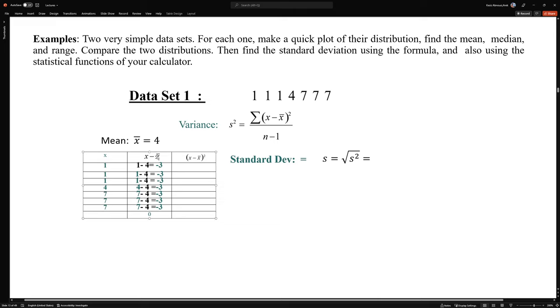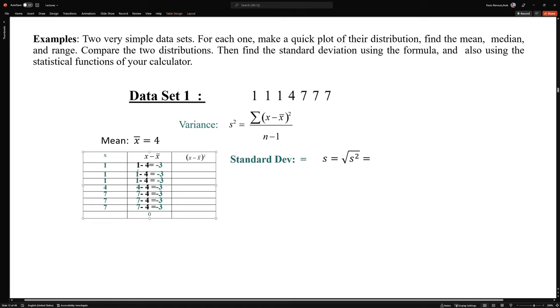Why? Because x bar is equal to 4. So we replace 4 in all cases, because we subtract with minus x bar. X bar is equal to 4. And here we put these values in the first digit.